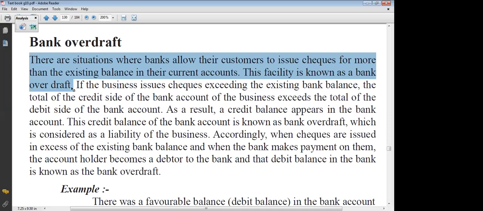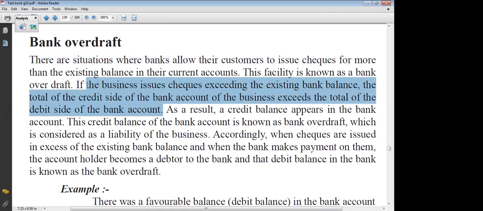And then please highlight this one: if the business issues checks exceeding the existing balance, the total of the credit side of the bank account of the business exceeds the total of the debit side of the bank account. If you issue checks exceeding the available balance, the credit side balance is higher than the debit side balance.